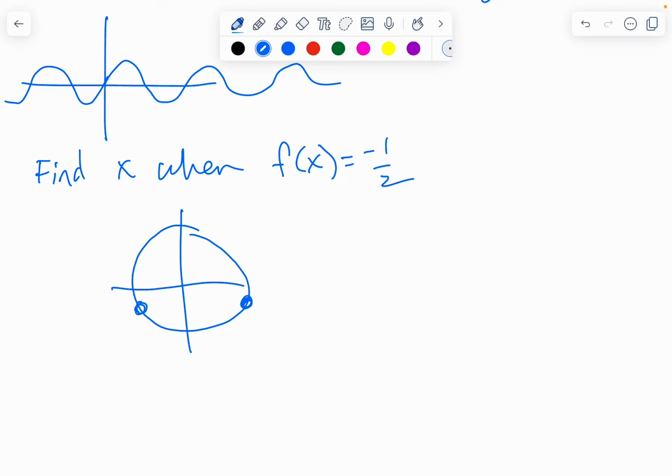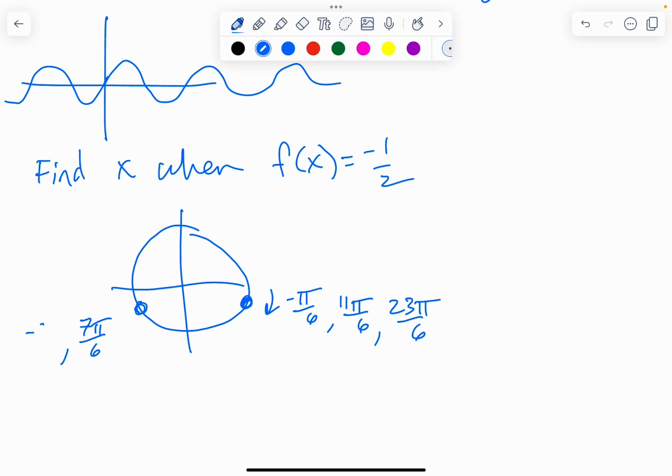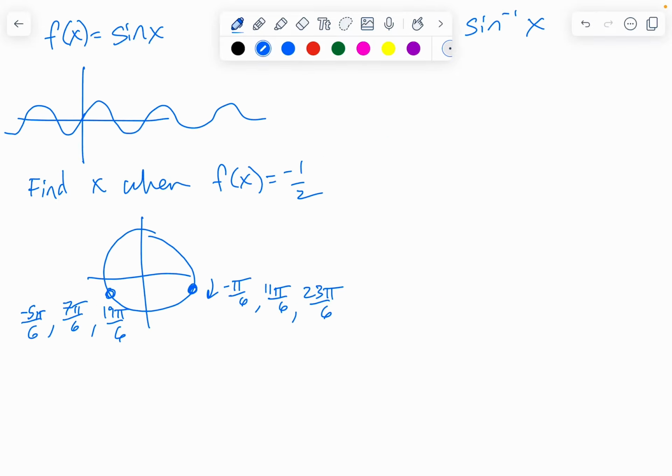Anything that is coterminal to either -pi over 6, or 11 pi over 6, I can add 12 again, I'm at 23 pi over 6. I have infinitely many answers to that. This one was 7 pi over 6, or it could have been -5 pi over 6. Add 12 again, my brain is tired, it's the end of the day, 19 pi over 6. I have infinitely many times when this happens.